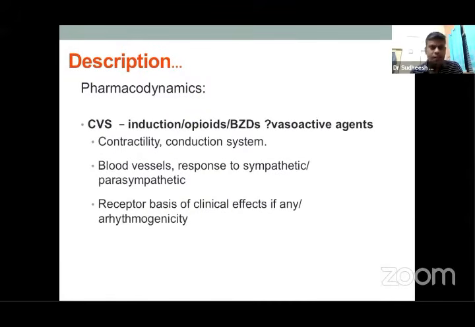Now coming to the other important organ, that is our cardiovascular system. Most of the time it's of importance to induction agents, opioids, benzodiazepines, and also many of our emergency drugs. For example, your vasoactive agents, inotropic agents, and then vasopressors, etc. Almost all the drugs, whatever we arrange on the anesthesia table in day-to-day practice, have got some effect on the CVS, your cardiovascular system.